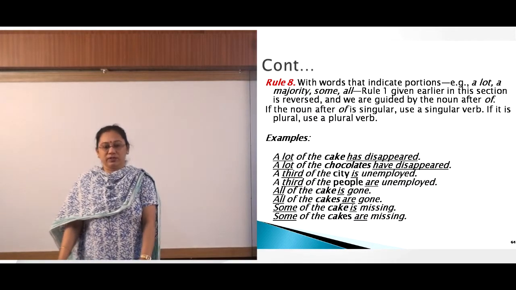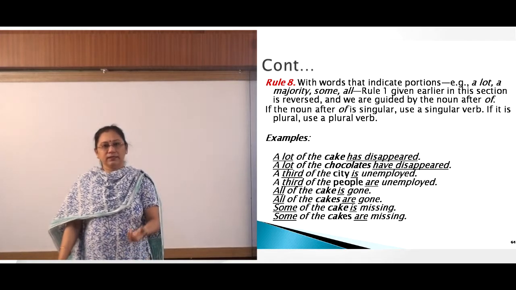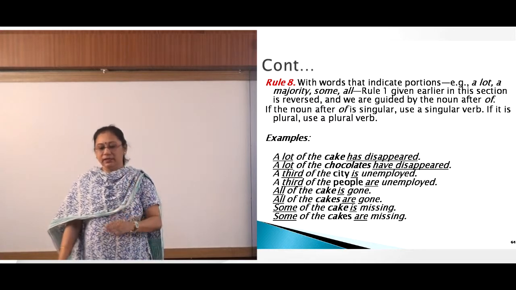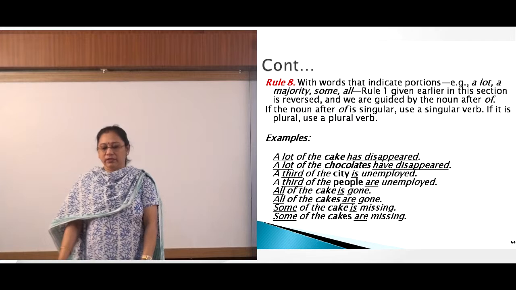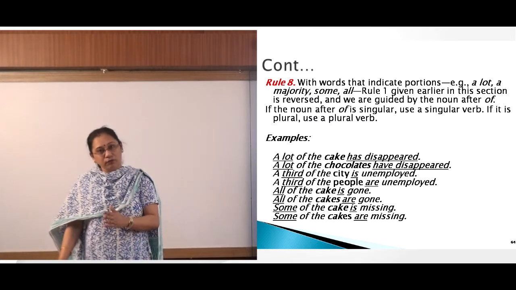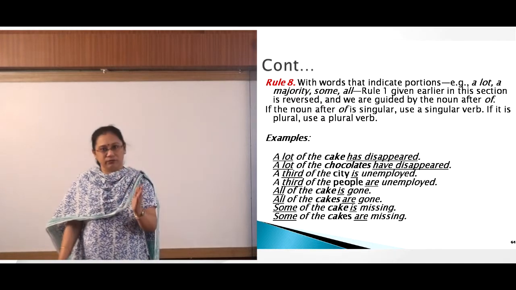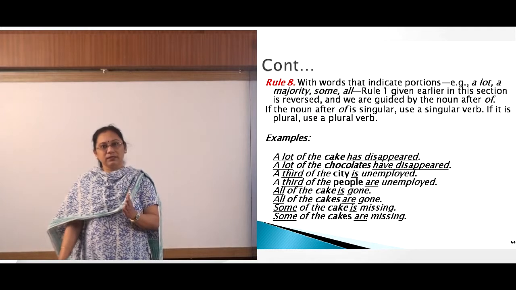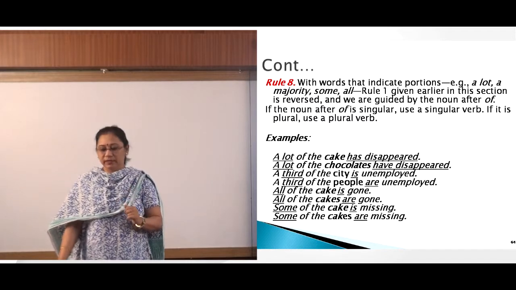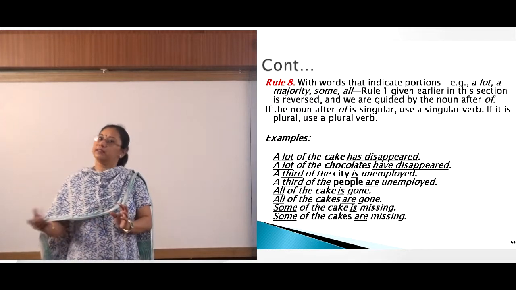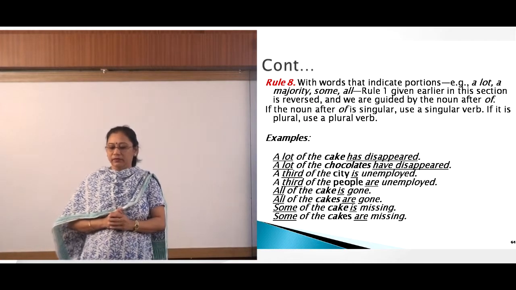With words that indicate portions such as a lot, a little, some, all, a majority. Rule 1 that I said in the first sentence is inverted here. It is reversed. We talked about how we could identify the subject in rule 1 before the word "of." In this case, if the noun appears after "of" and it is in the singular form, then you use a singular verb. For example, a lot of the cake has disappeared. Your subject is the cake, a lot of the cake is in the singular form, has disappeared. A third of the city is unemployed.